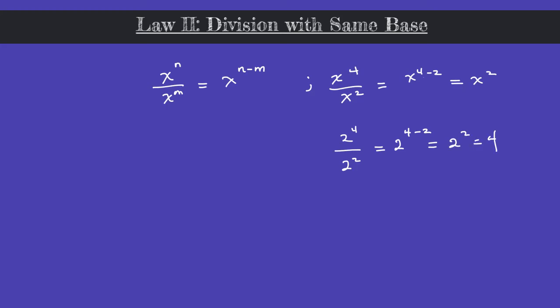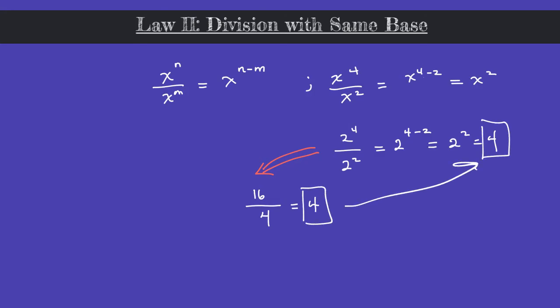Now what we're going to do is go the long way and see if 2 to the power 4 divided by 2 squared is actually equal to 4, what we should arrive at. So 2 to the power of 4 is going to be 16. And then you have 2 squared, which is 4. And so 16 divided by 4 is going to be 4. So therefore, we arrive at the same answers. Okay?